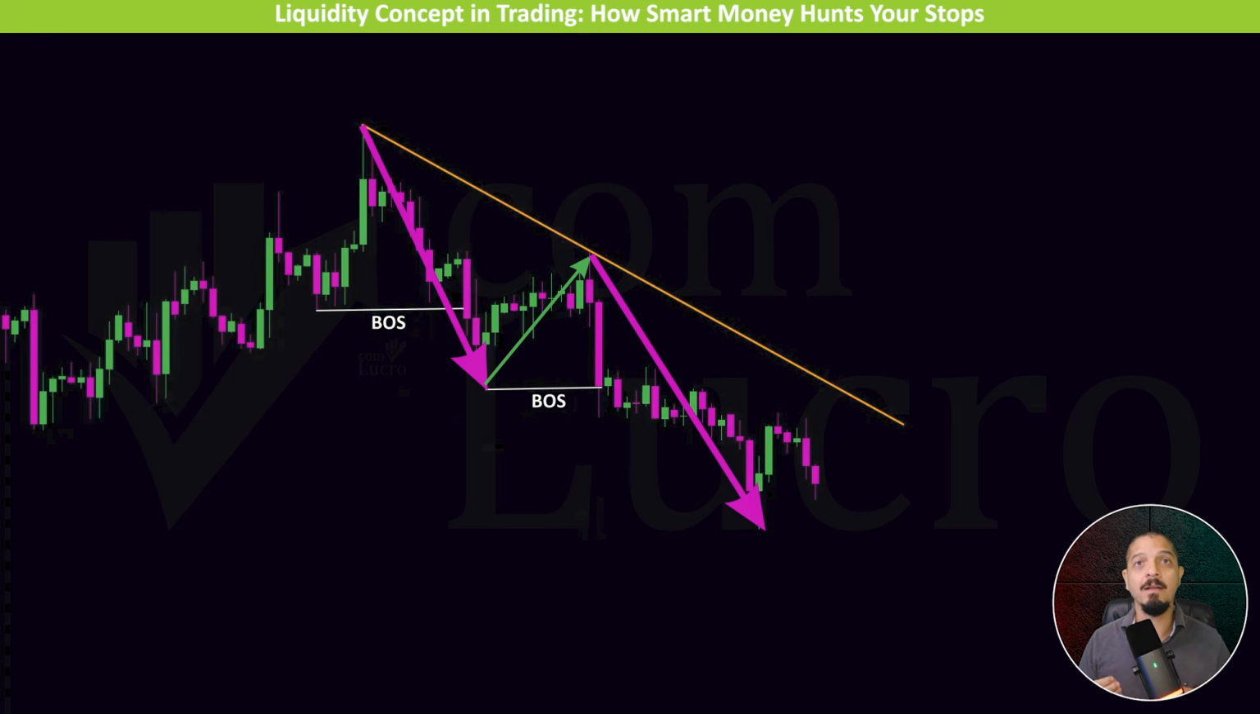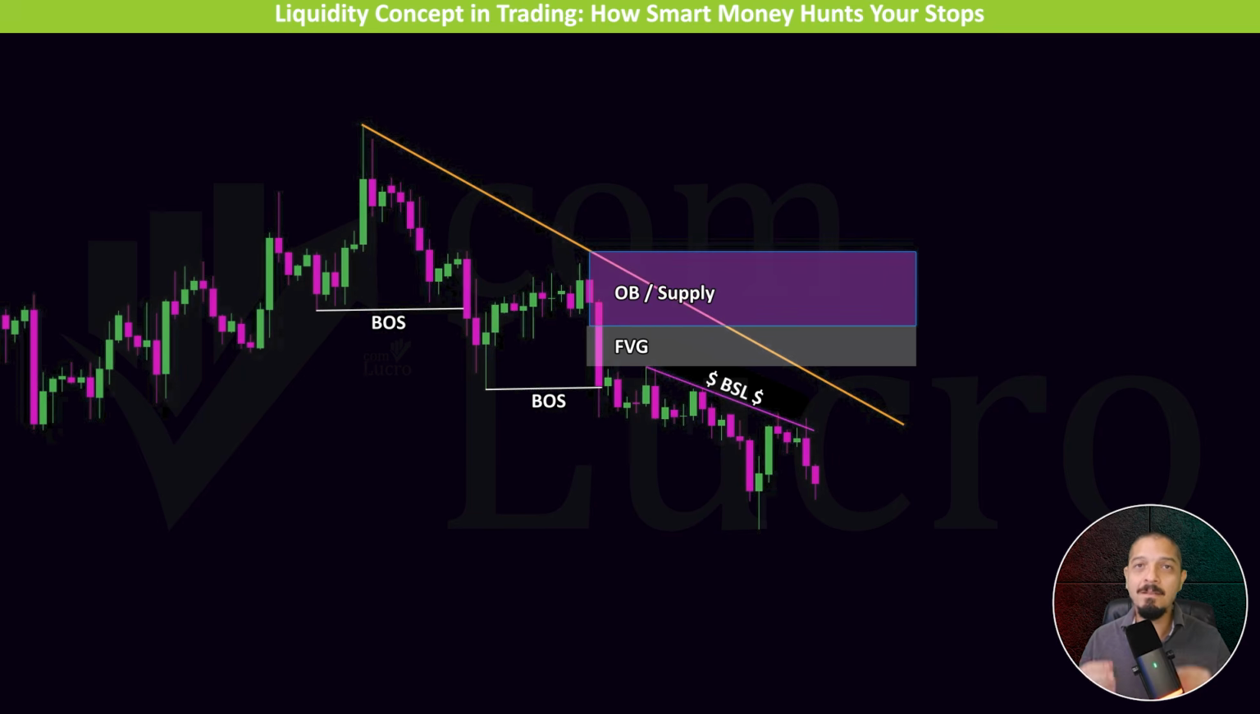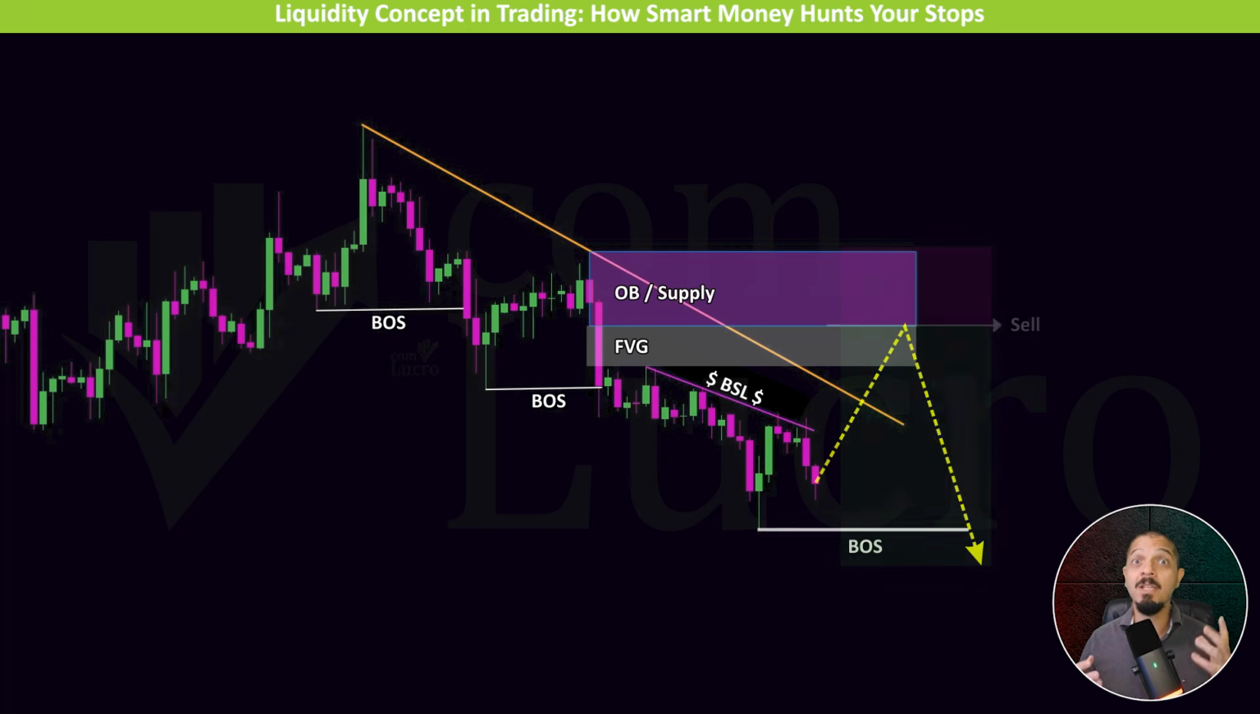Now, look closely. Price is clearly moving in a downtrend. We have a supply zone, an imbalance, and most importantly, trend line liquidity building above. After several touches, liquidity accumulates above that trend line. So what is price most likely to do? Price will pull back, sweep the trend line liquidity, tap the supply zone, and then continue downward to create another break of structure. That gives us a clear plan.